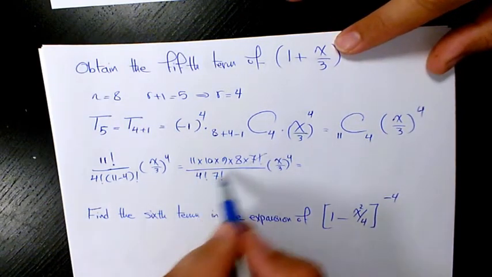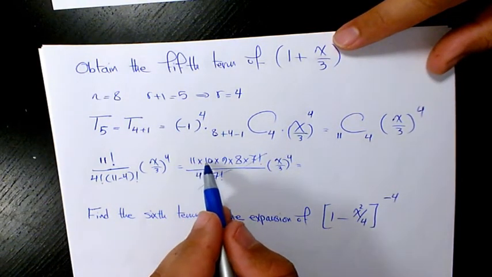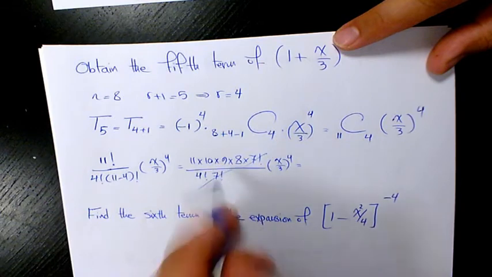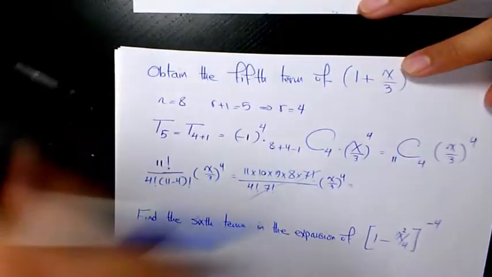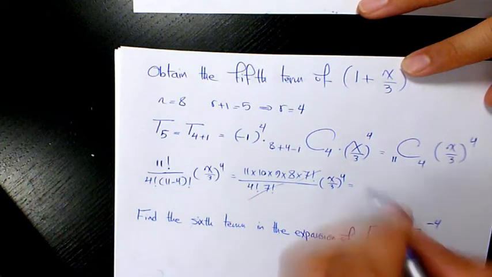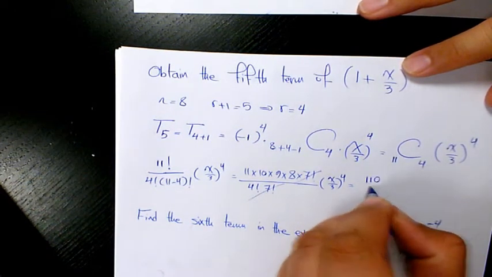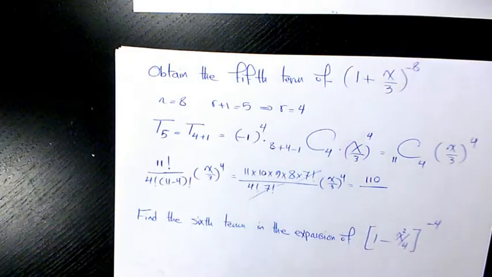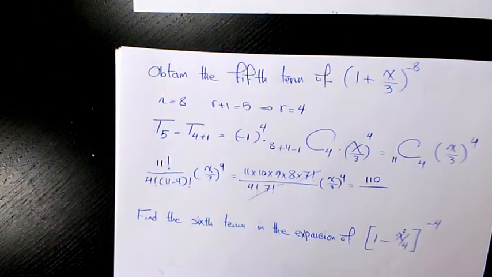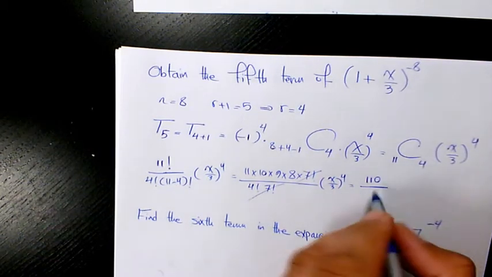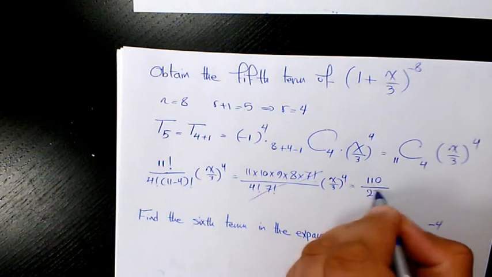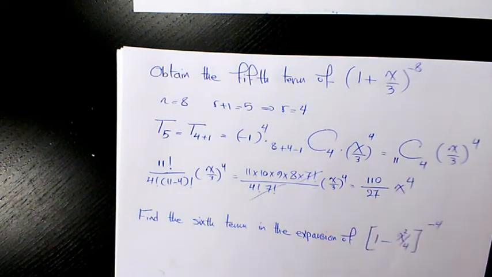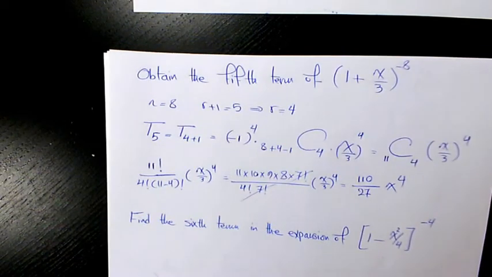So 7 factorial and 7 factorial cancel out. 11 times 10 times 9 times 8 divided by 1 times 2 times 3 times 4. So that's going to be 110 divided by, and here we have 3 to the power of 4, which is 81, so it's going to be 110 over 27 x to the power of 4. That's going to be the fifth term.